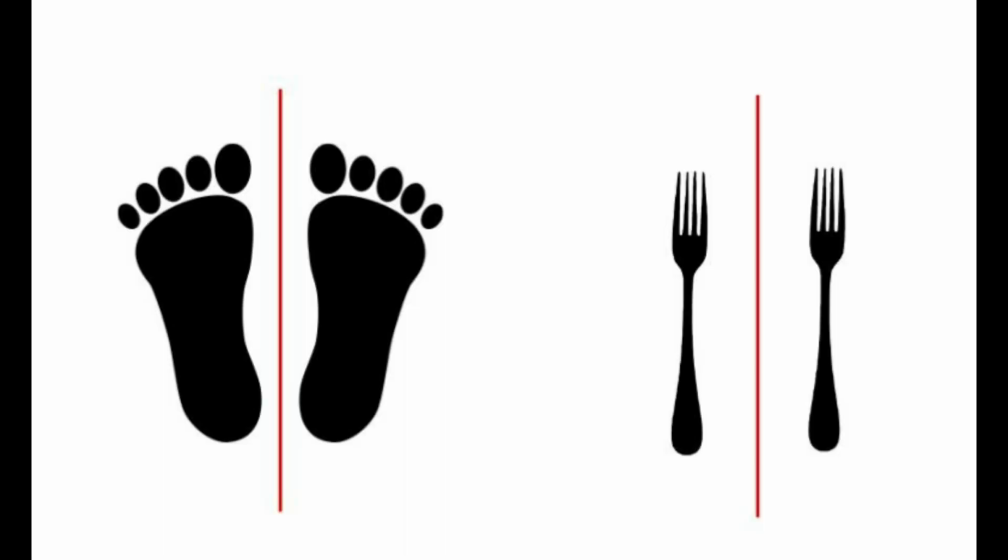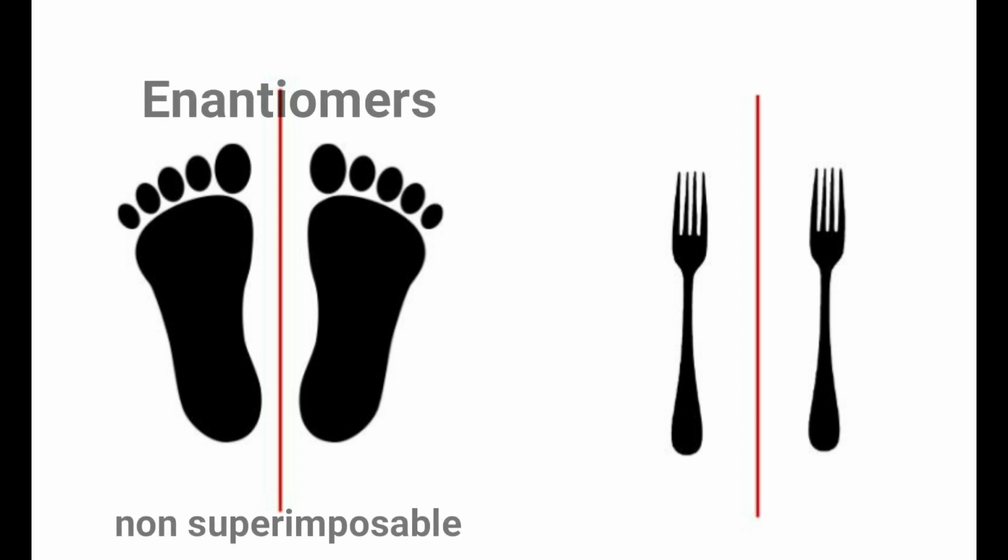First, we need to talk about what an enantiomer is. So enantiomers are compounds that are non-superimposable mirror images. Let's take your feet, for example. Looking down at your feet, you see that they are indeed mirror images of each other. However, if you try to stack one foot on top of the other, they do not superimpose, meaning they do not stack perfectly on top of each other.